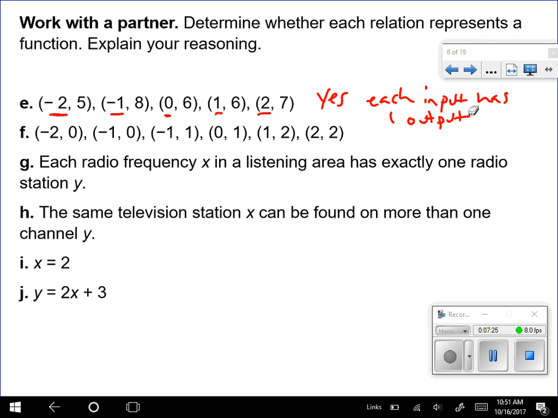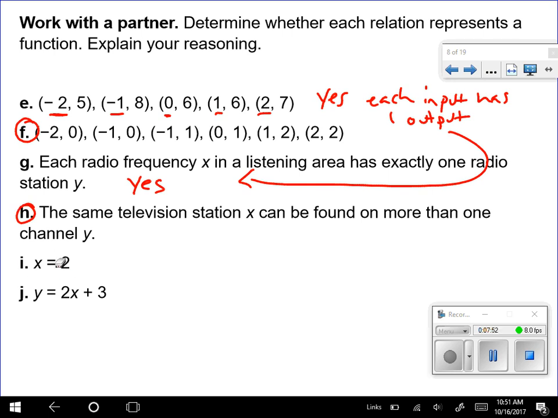Okay, so go ahead and look at F. Try that one on your own. Determine whether that's a function. Here's one of the ones that's like a word. G. Each radio frequency X in a listening area has exactly 1 radio station Y. So would that be a function? Well, yes, because each one has its own output. Okay, so try H.